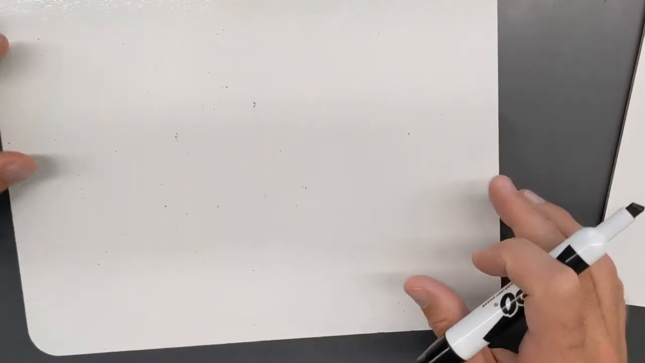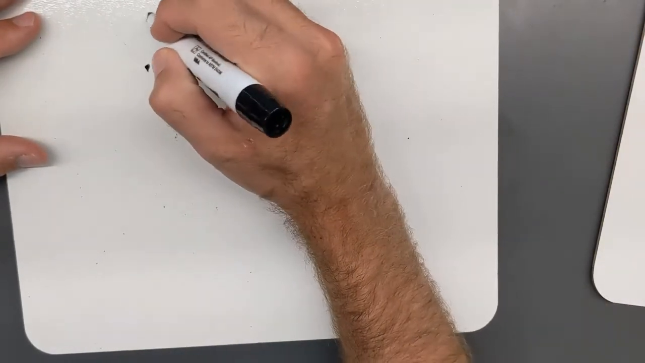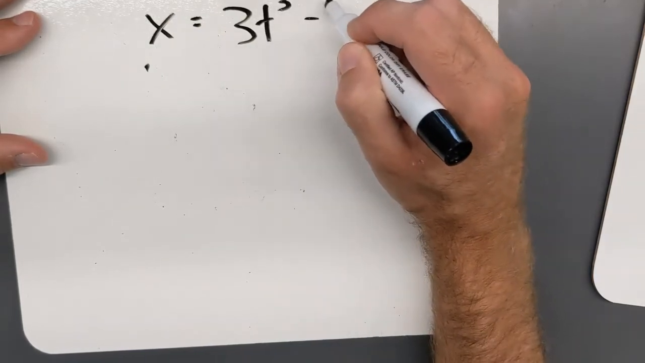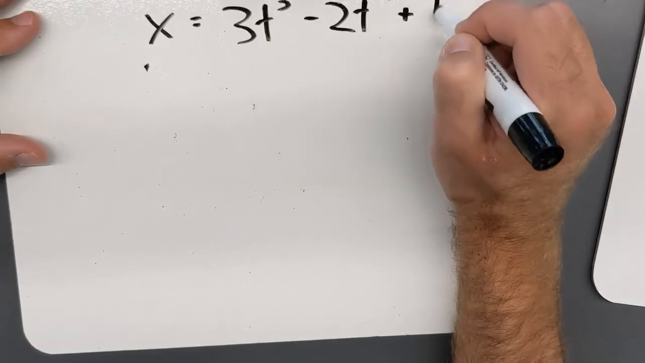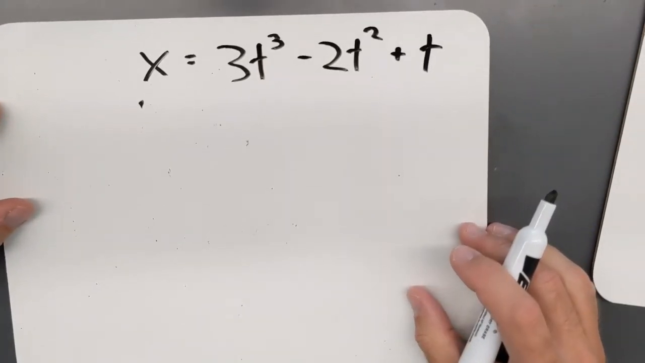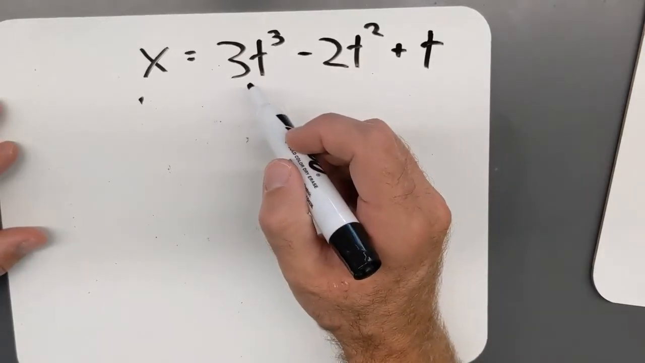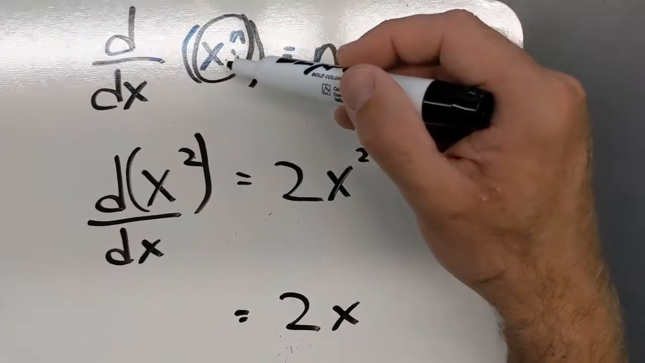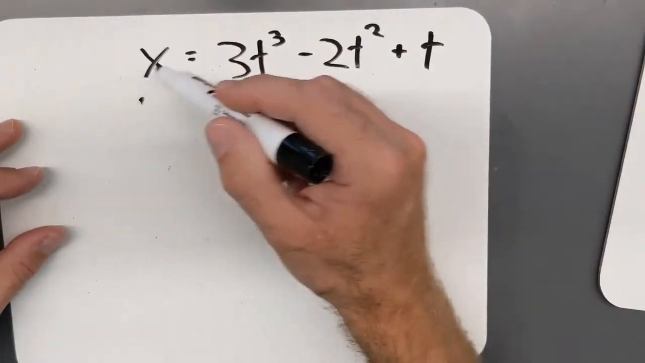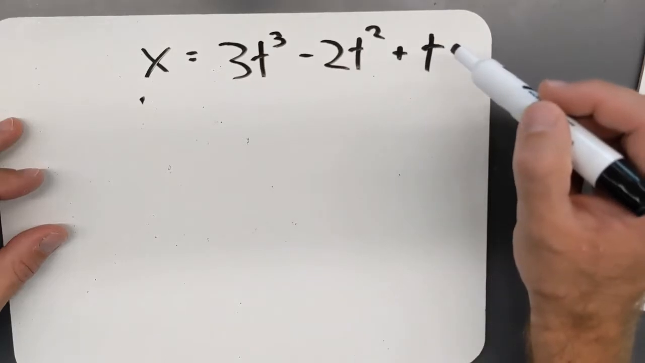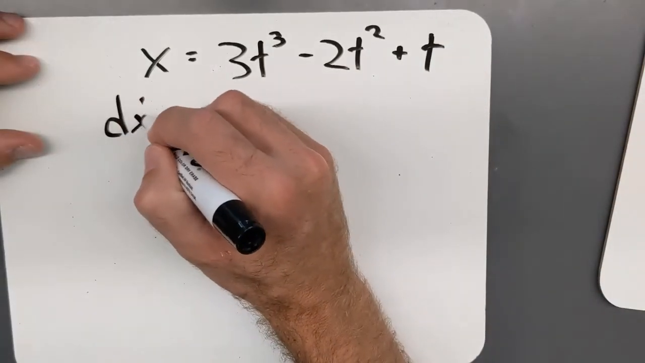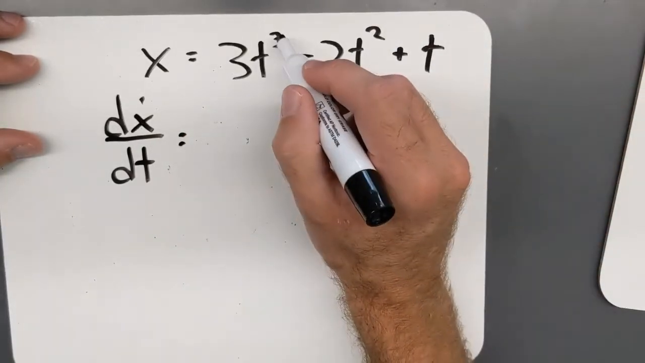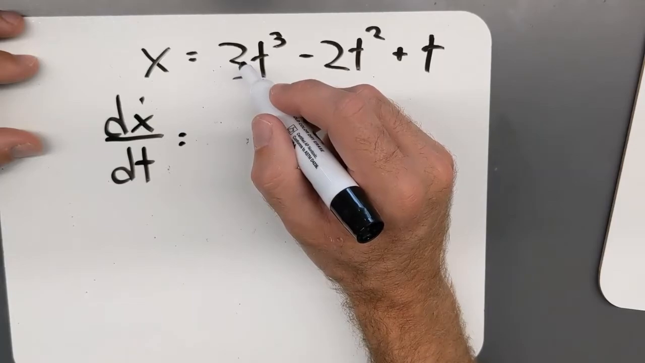If we switch it over to something like physics, where we have x is equal to 3t cubed minus 2t squared plus t. Now it's multiple parts, but each part has that form. So the d/dx can be distributed through there, and you can do each one of these individually. So we'll take the derivative with respect to time, and we do that for each one individually.